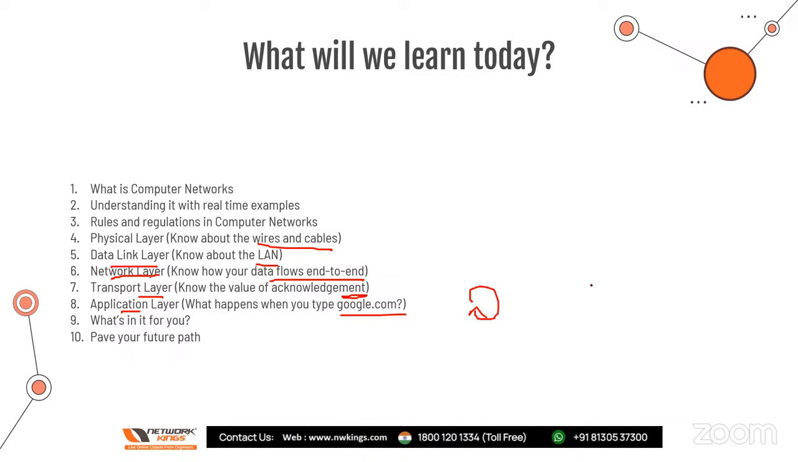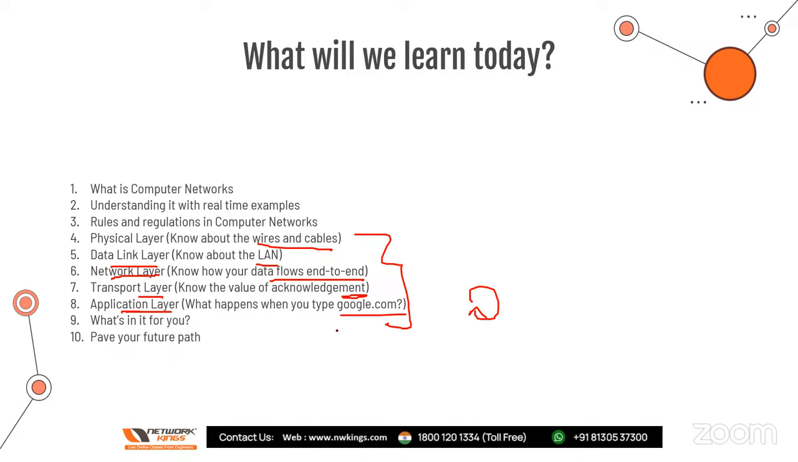The page basically loads and you see something on the google.com. So what happens behind that when you type google.com? That is the part in the application layer. Then we'll understand, once you know all these layers, what are the things that you can do with them?